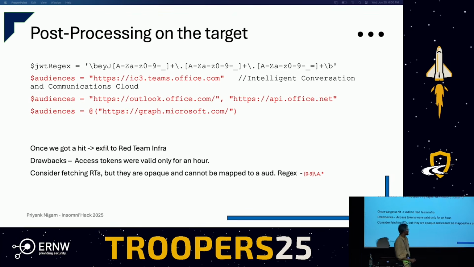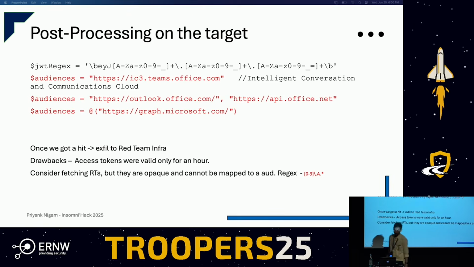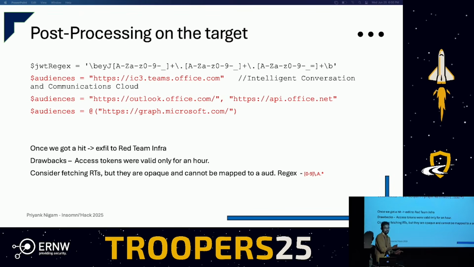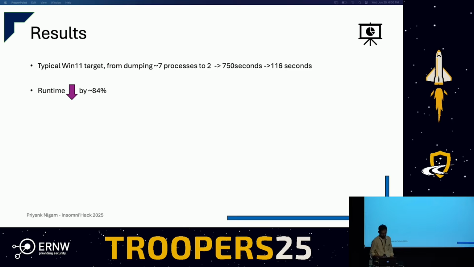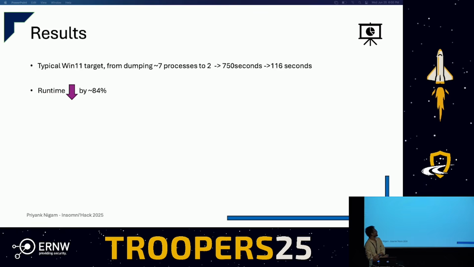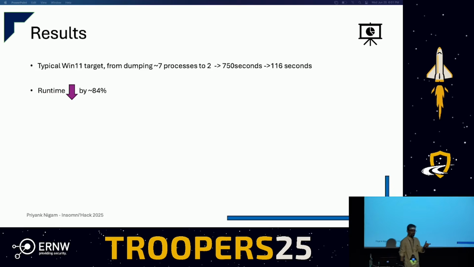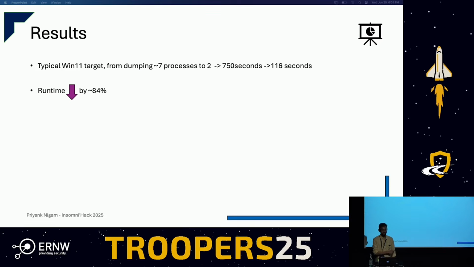easily. So this is a simple regex, but it will give you a lot of noise, so we'll have to try over and over again. But once you have that, I'll show you how you can use that to switch between other applications. For that particular target, we went from dumping almost 7 processes to almost 2, so we were running for less than, earlier we were running for more than 750 seconds. We went down 84% by just targeting specific utility type processes for WebView, and then looking for tokens, because that has a really high success rate.